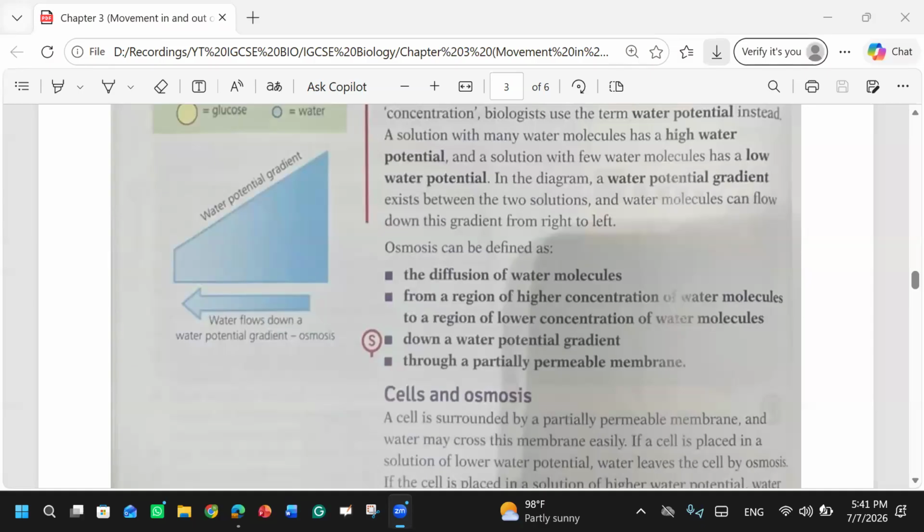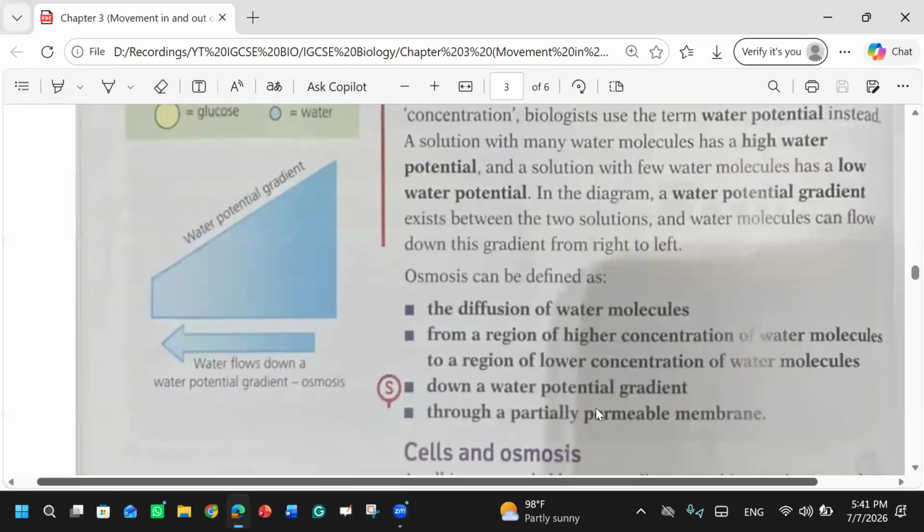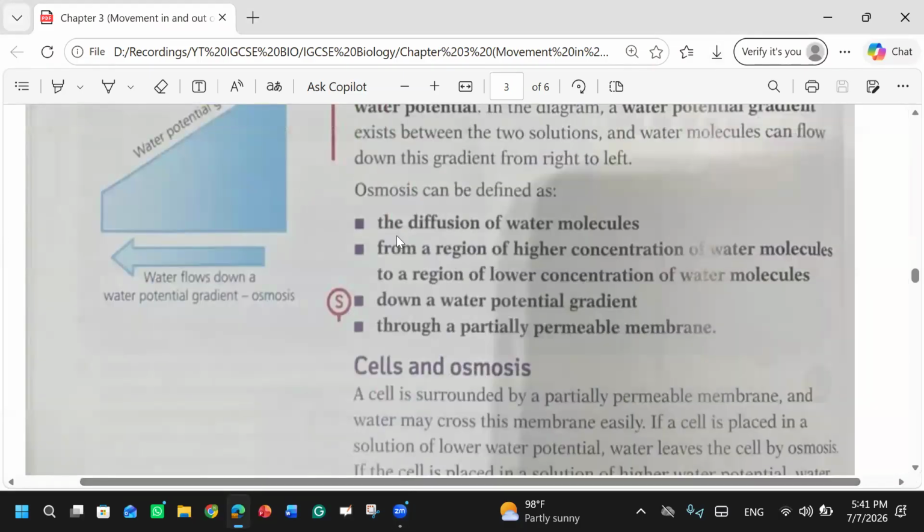Recording in progress. Now we are going to start our discussion on cells and osmosis. So basically we can check what they have mentioned about osmosis. First thing, osmosis is what? It is similar to diffusion, but particularly we talk about the water molecule.